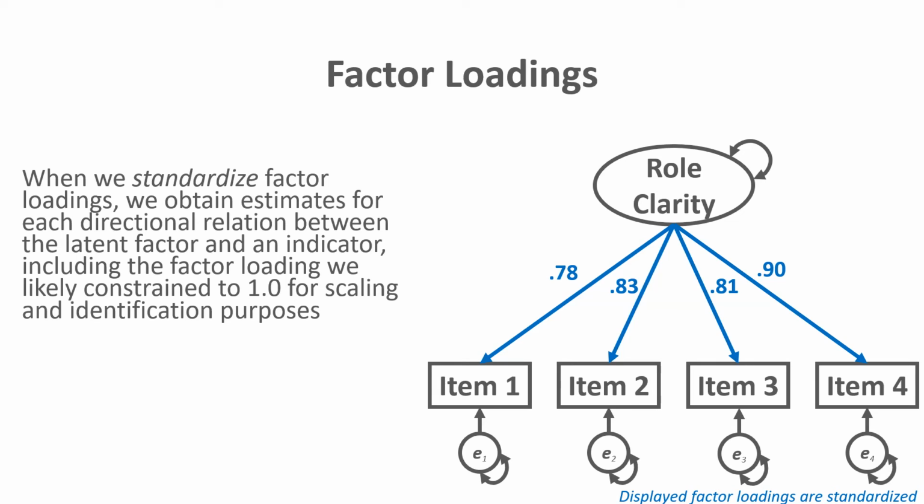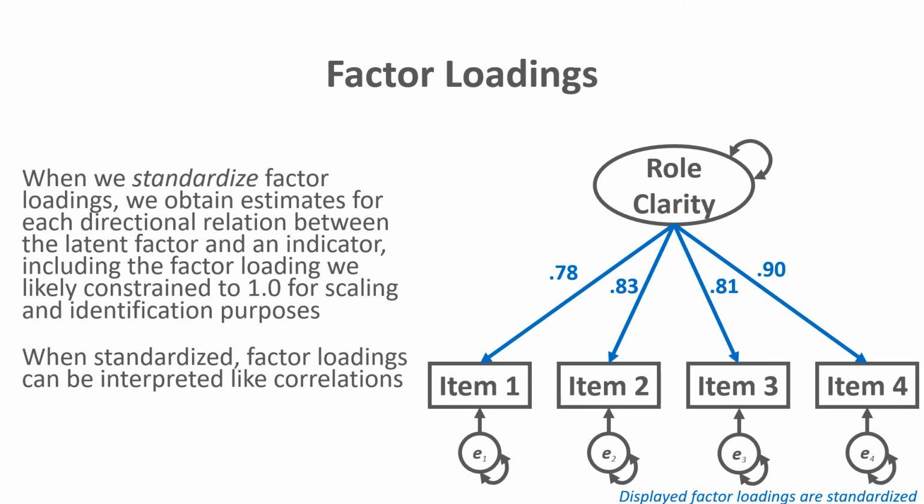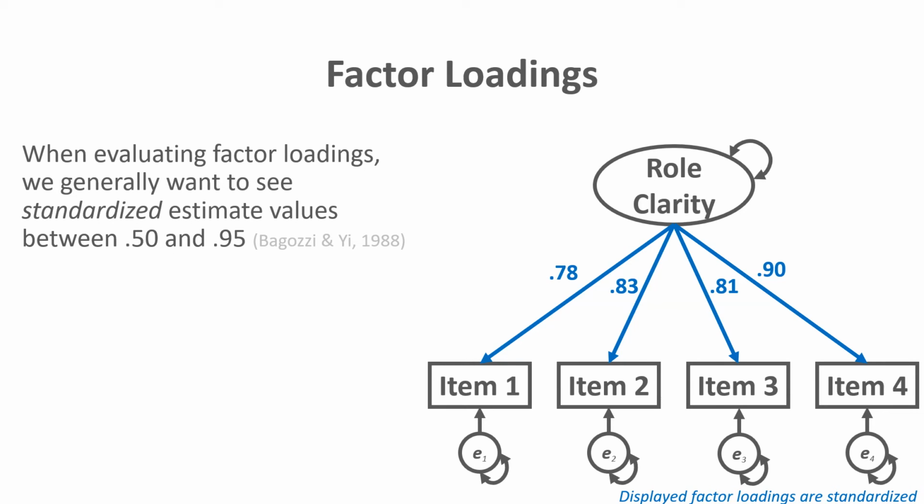When we use standardized factor loadings, we obtain estimates for each directional relation between the latent factor and an indicator, including the factor loading we likely constrained to 1.0 for scaling and model identification purposes. When standardized, the factor loadings can be interpreted like correlations, okay? So the upper limit should approach 1, the lower limit 0. When evaluating factor loadings, we generally want to see standardized estimate values somewhere between 0.50 and 0.95.